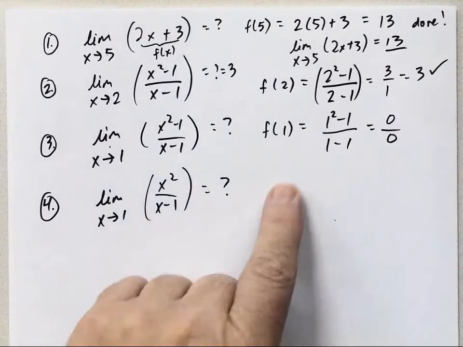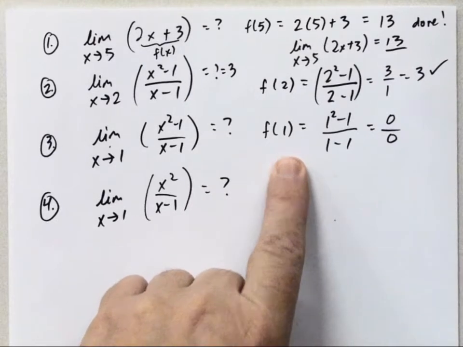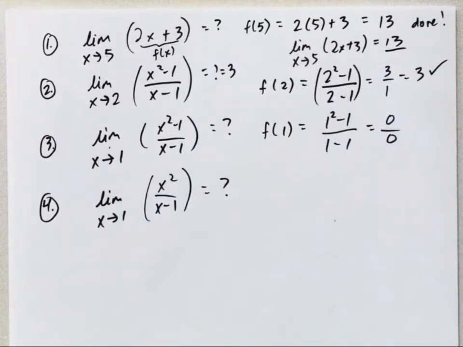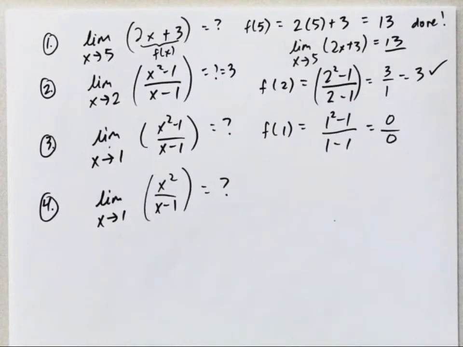All right. So now for this one, when I plug in my number for x, I do not get a number. I get this funky situation where you have 0 divided by 0. In the world of math, no one knows how to take nothing and divide it by nothing. It's like it's impossible. But here's what you do.